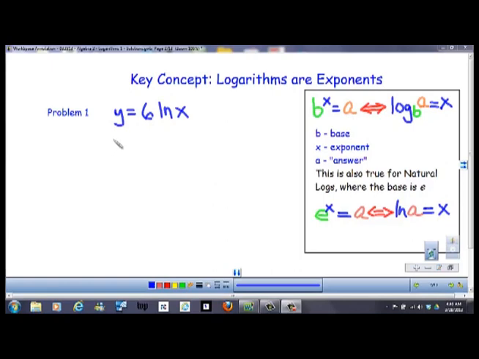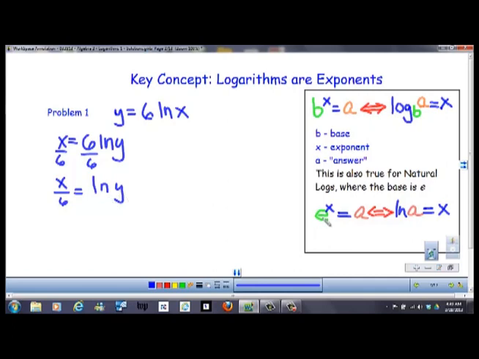When we're finding inverses, the first thing we need to do is swap x and y. So we'll rewrite this as x is equal to 6 times the natural log of y. Now we want to isolate the y. This is 6 times the natural log of y, so we'll divide both sides by 6. So what we get is x over 6 is equal to the natural log of y.